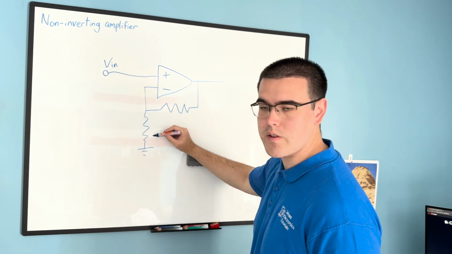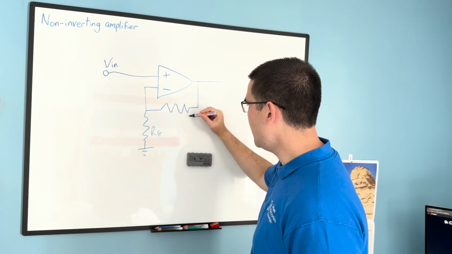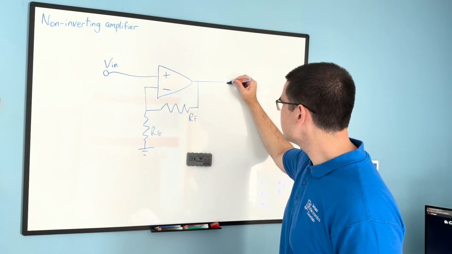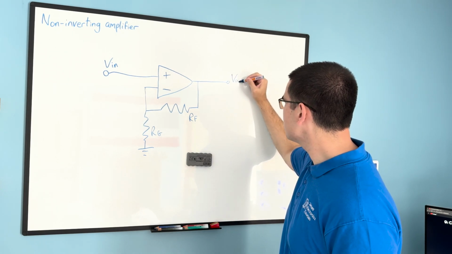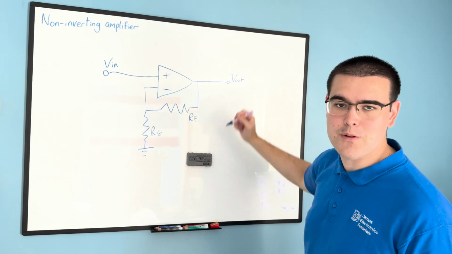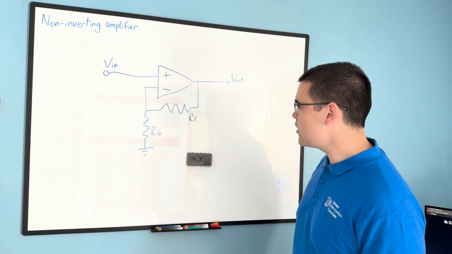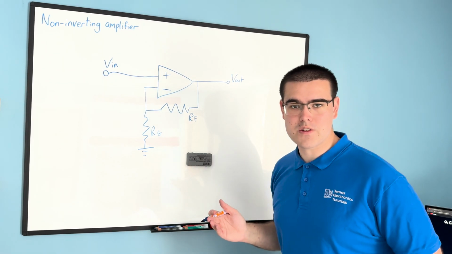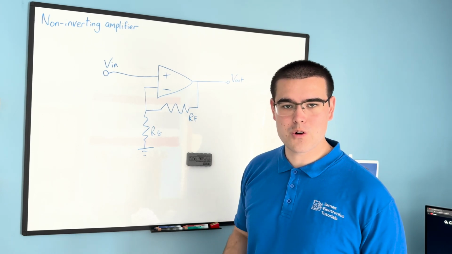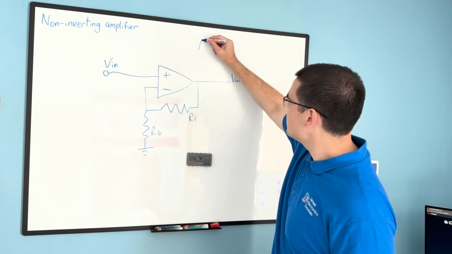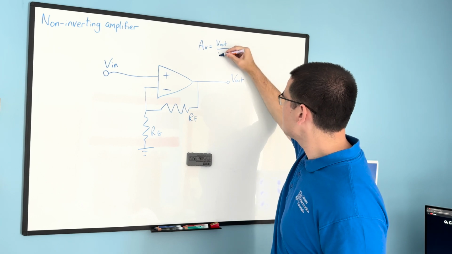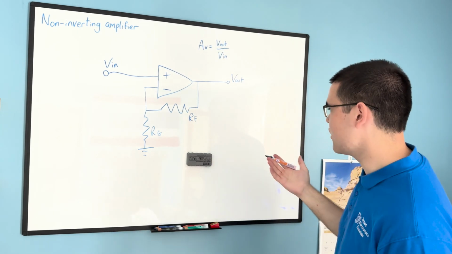We'll call this the ground resistor, RG, and this the feedback resistor, RF. And this is the output voltage, Vout, of the non-inverting amplifier. What we're looking for in this case is an equation for the closed loop voltage gain, AV, which is equal to Vout over Vin. That's what we're looking for.